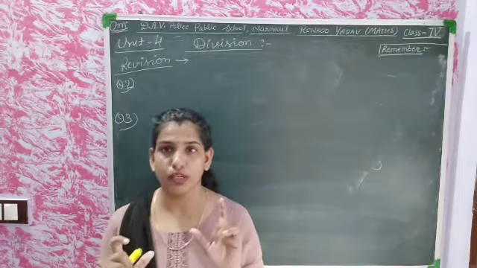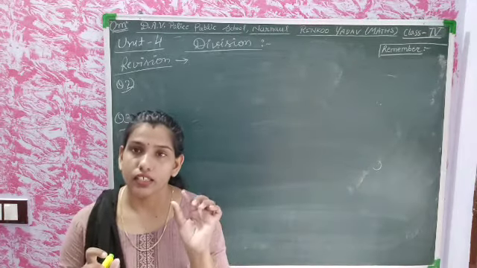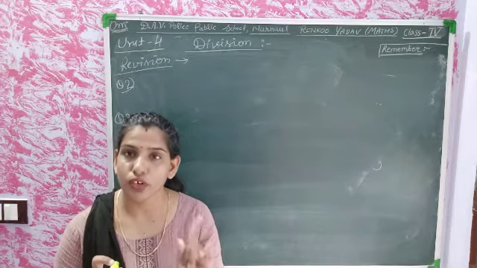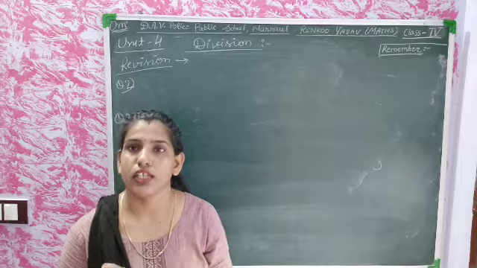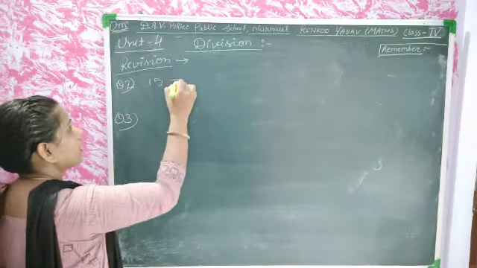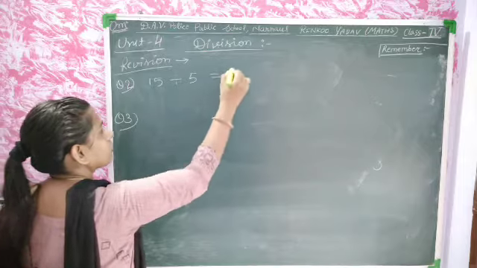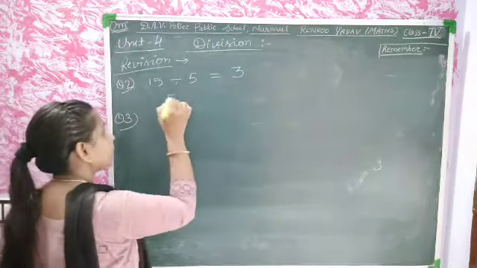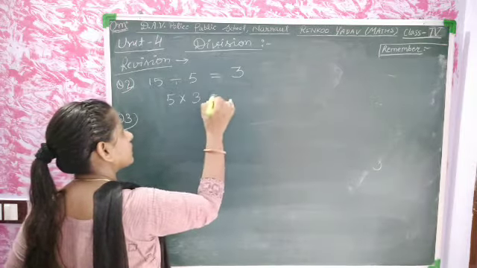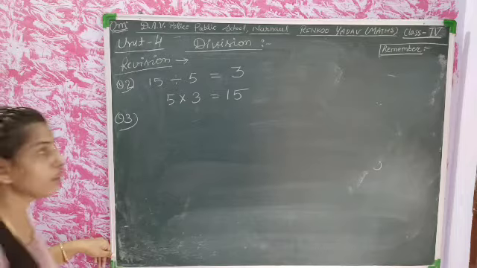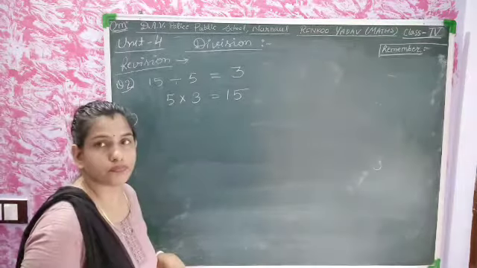If we divide 15 by 5, then read the table of 5 up to 15. 5 threes are 15. It means the answer to 15 divided by 5 is equal to what? 3. Because 5 into 3 is equal to 15. Is this clear, students? Yes.